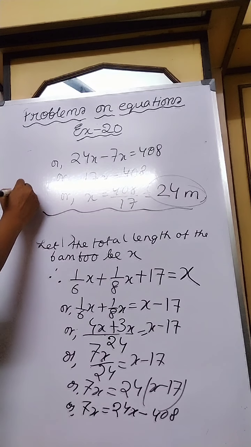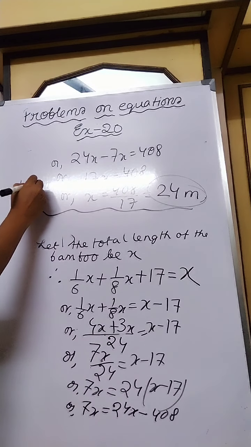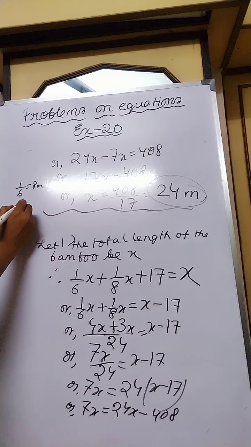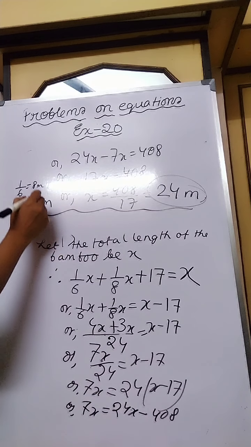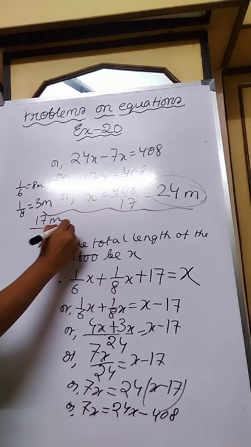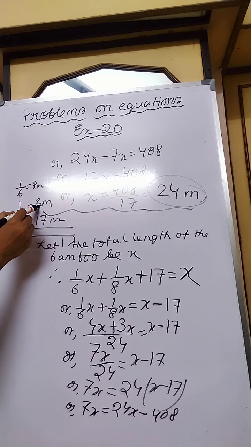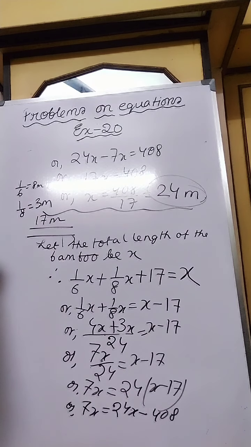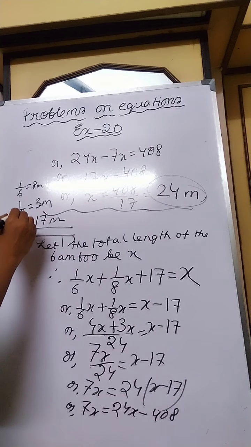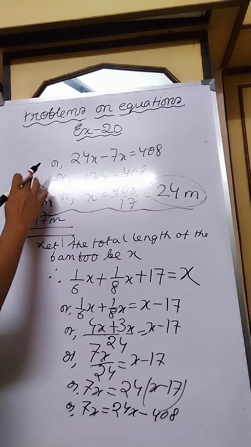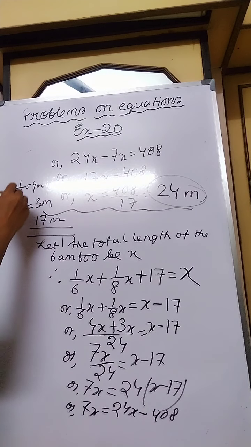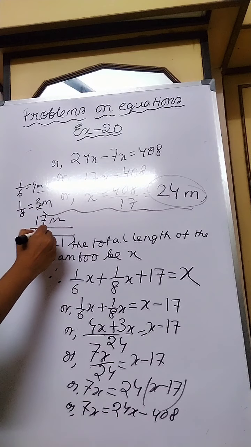1/6 is within mud, that is 1/6 of 24, that is 4 meter within mud. Again 1/8 of it means 3 meter within water, and 17 meter. If you add this, will you get 24? Let's see. 4 meter and 3 meter, 7 meter, and 17 makes 24 meter. Yes, the sum is right.